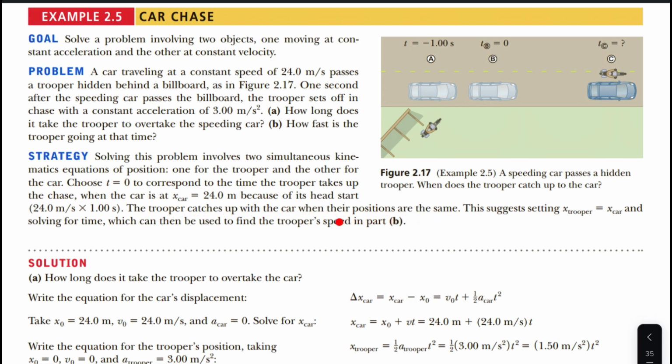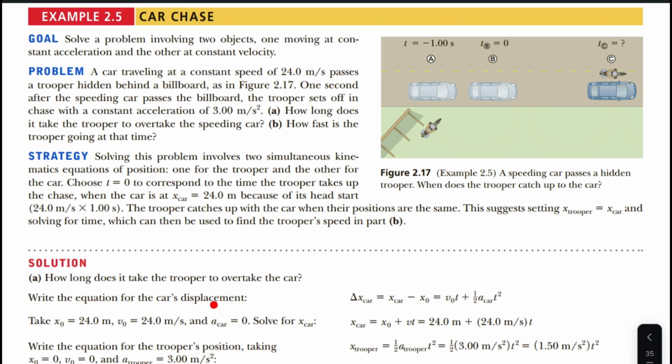The trooper catches up with the car when their positions are the same. This is the minimum requirement to overtake. To have overtaken, at least the final positions of the two, the car and the trooper, are the same. Then the trooper may overtake the car. This suggests setting the final position of the trooper equivalent to the final position of the car, and solving for time, which can then be used to find the trooper speed in part B. How long does it take the trooper to overtake the car?